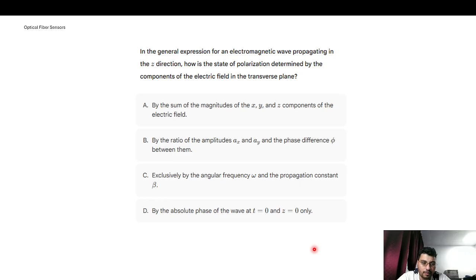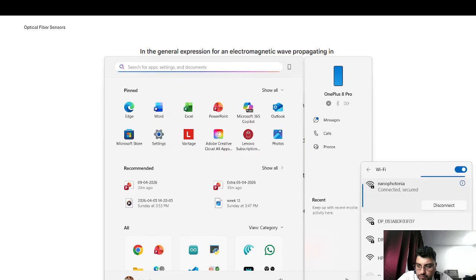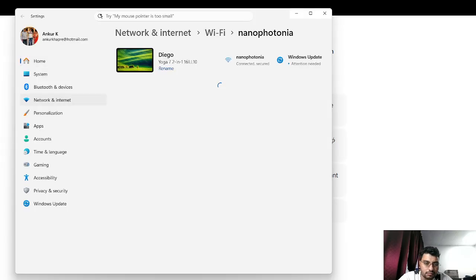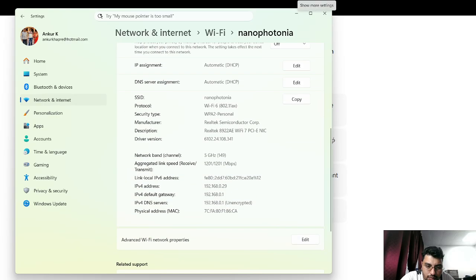Option B. Okay, let me check. Just a second. Where is the password?